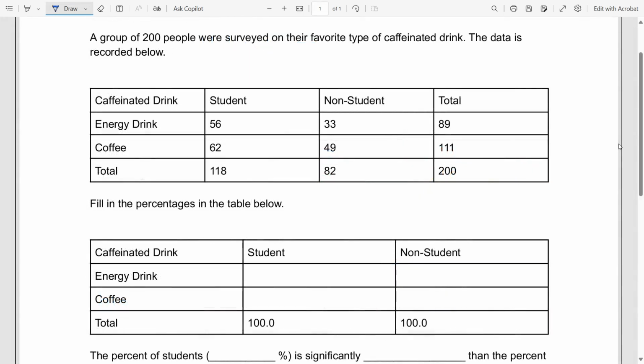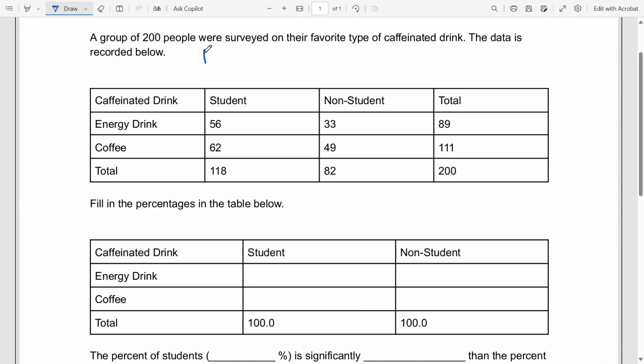All right, in this example, we're looking at a group of 200 people who were surveyed on their favorite type of caffeinated drink. The data is recorded in the table below. So we have either an energy drink or coffee, and whether the person was a student or non-student. And you should note that we have less non-students than students. So there's a little difference there, and we want to figure out the percentages down here.